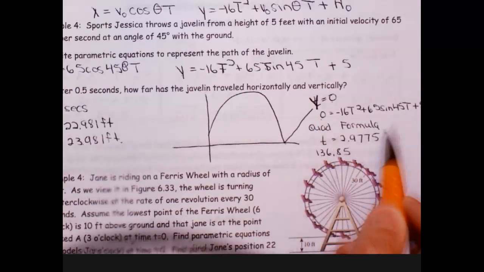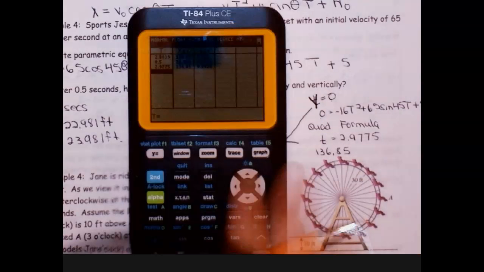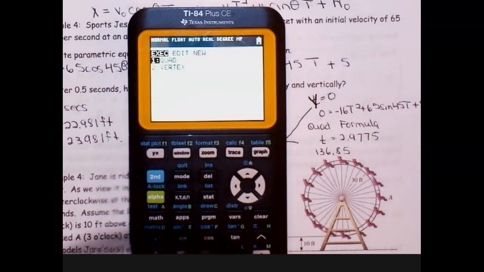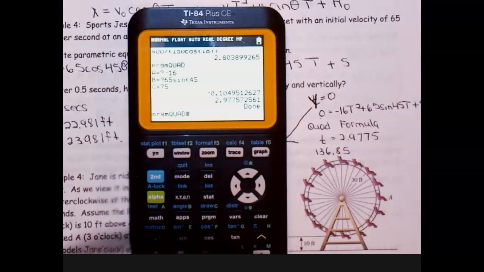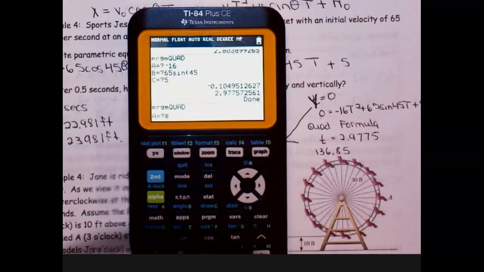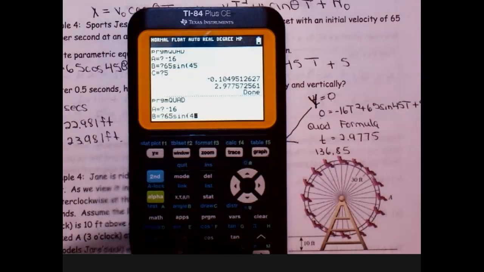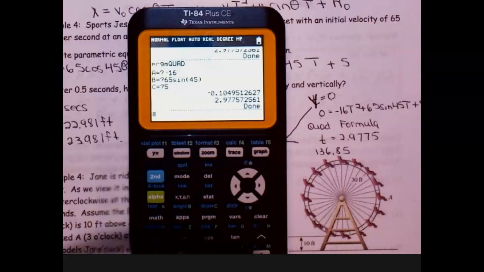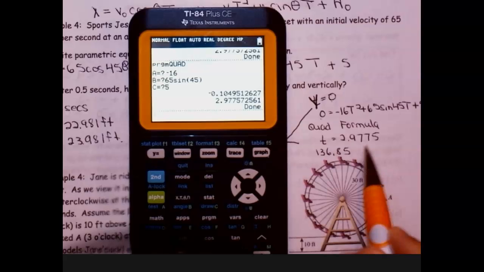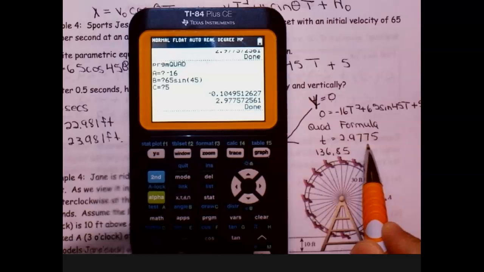What you have now is your quadratic equation, which I'm going to go ahead and run the quadratic program on my calculator. So we've got -16, 65 sine of 45, and 5, and it spits out 2 different times. I know I can't have a negative time. That means my time is 2.9775, and it's looking for the horizontal distance covered.